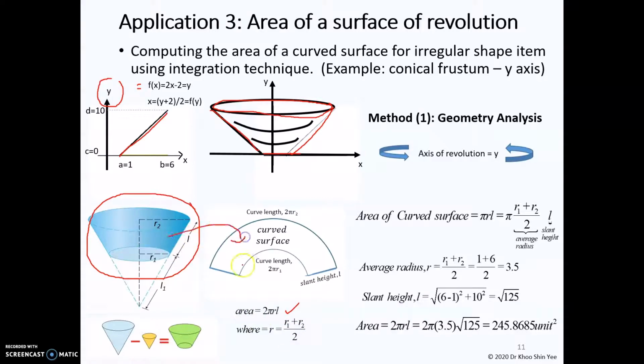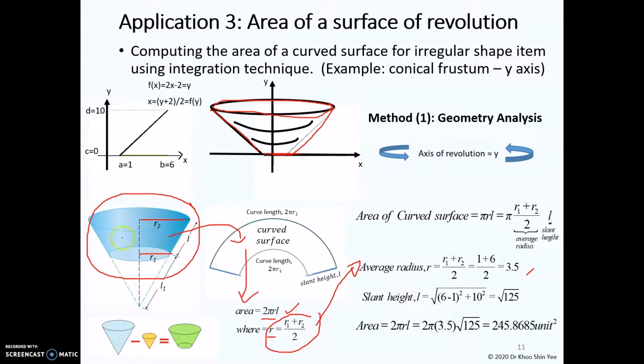If you open it, you should be able to obtain this, and this curved surface area is equal to 2 pi r multiplied by L, where the r here is the average of radius 1 for the small circle here, plus the radius 2 for the big circle here, divided by 2. So in this case, the radius 1 is equal to 1 here, and the radius 2 can be obtained from here, which is equal to 6. Then you can substitute inside this formula to obtain the average radius.